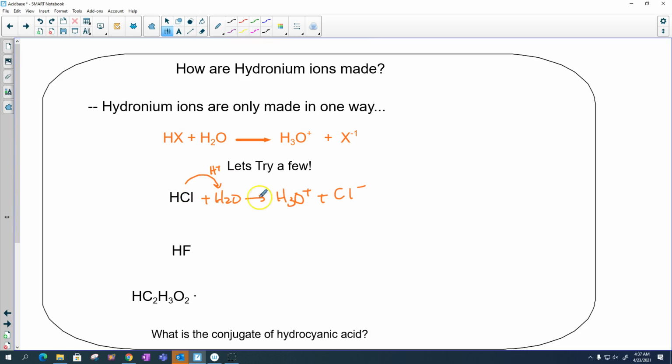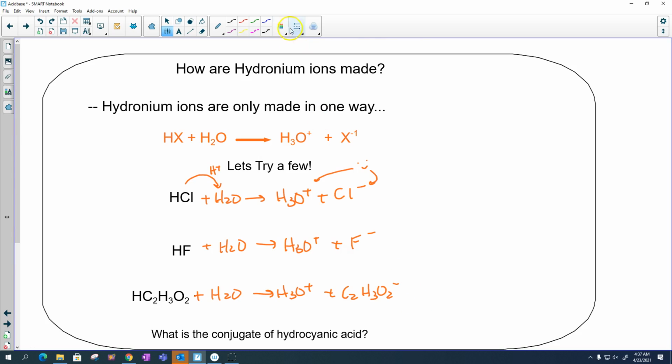So this guy lost an H plus, which is why there is a positive and negative here. That's really important, that we get those positives and these negatives here. This guy, plus water, yields H3O plus F negative. This is hydrofluoric acid, this is hydrochloric acid, this is vinegar or acetic acid. And there's no negative here, so I'm just going to go plus H2O yields H3O plus C2H3O2 negative.